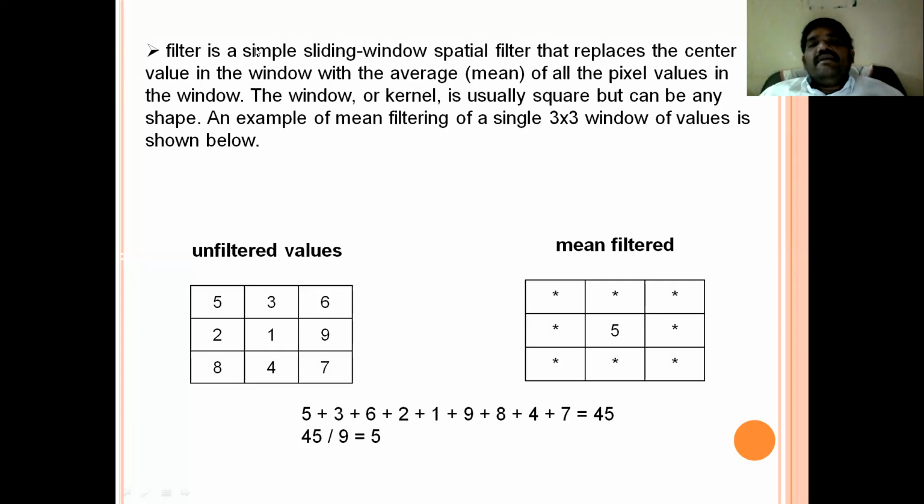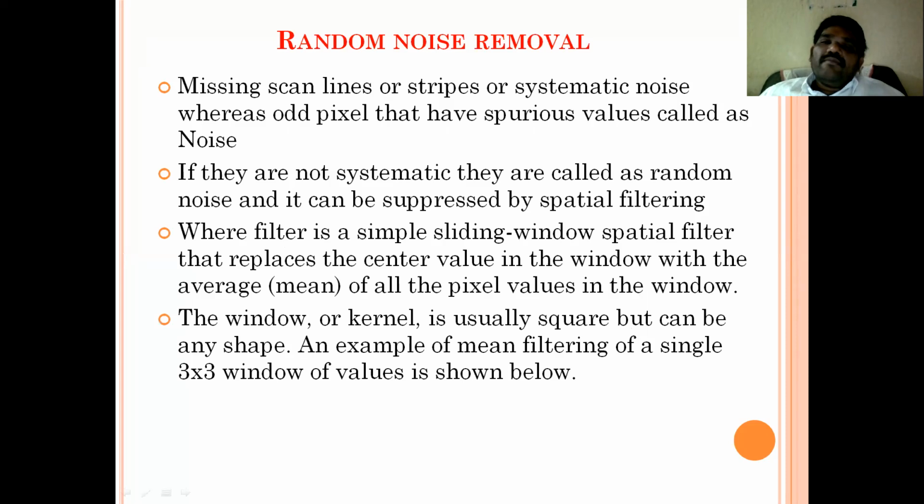See here, the mean filter is a simple sliding window spatial filter that replaces the center value in the window with the average of all the pixel values. See here, 5 plus 3 plus 6 plus 2 plus 1 plus 9 plus 8 plus 4 plus 7 equals 45, and all these are 9 values, whatever value we get will replace the center value. It is called removal of random noise.